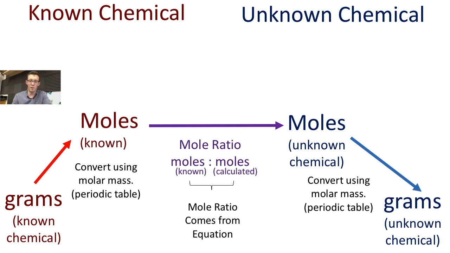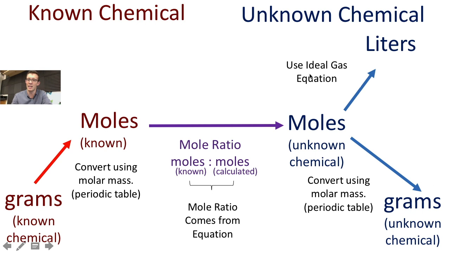So this type of problem follows a very similar pattern to stoichiometry conversions that we've done previously, where we start out with grams of some known chemical, convert it into moles, and then use the equation to convert moles of our known chemical into moles of the chemical we're trying to find out about. However, instead of figuring out how many grams the moles of our product weigh, we're using the ideal gas equation to find out how much space they take up, how many liters.